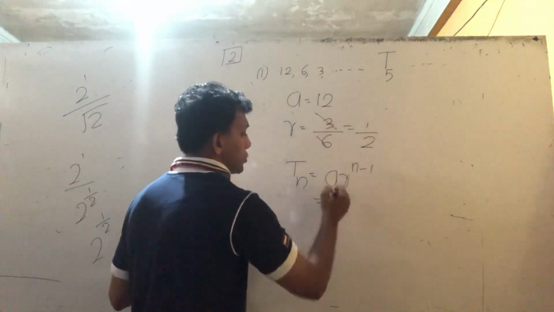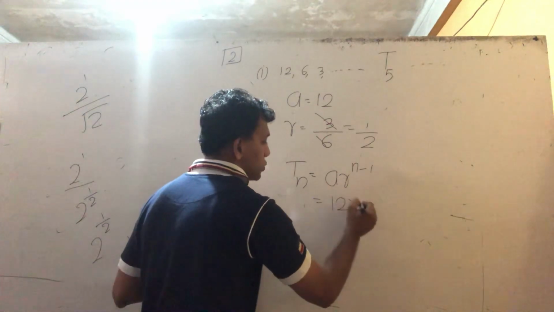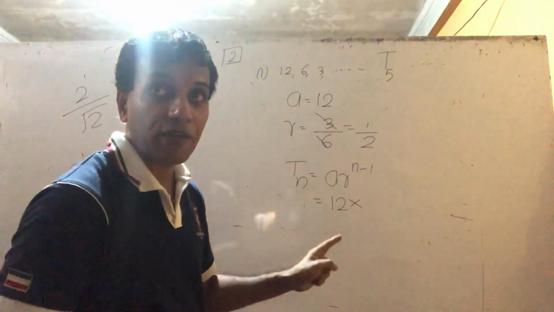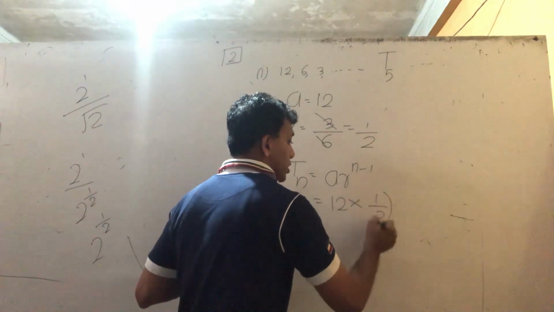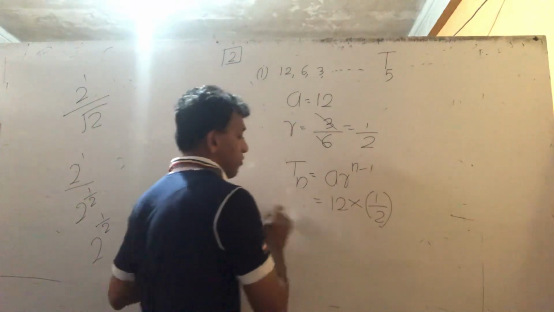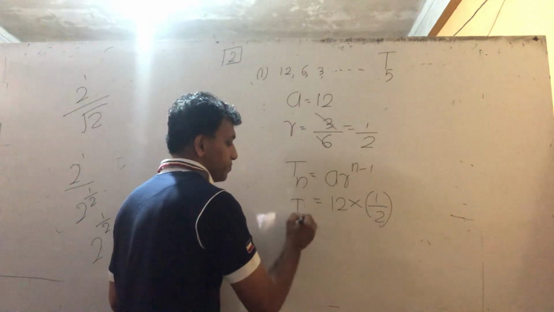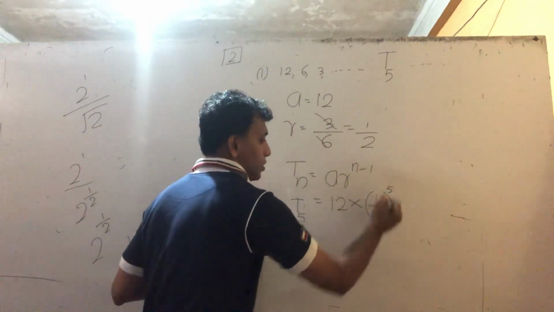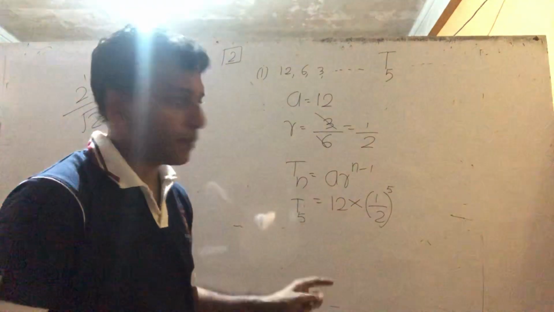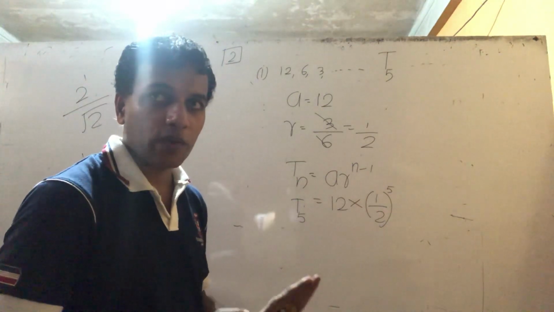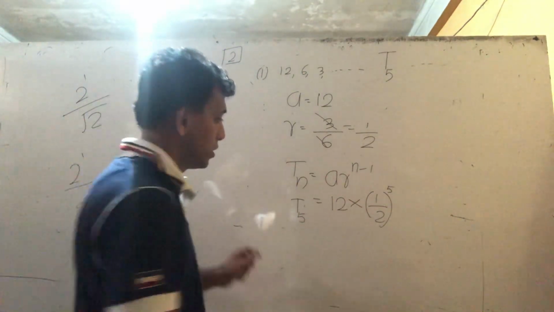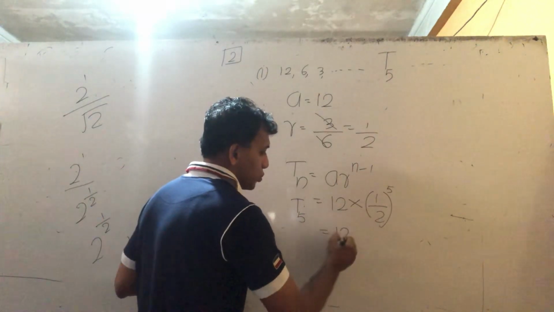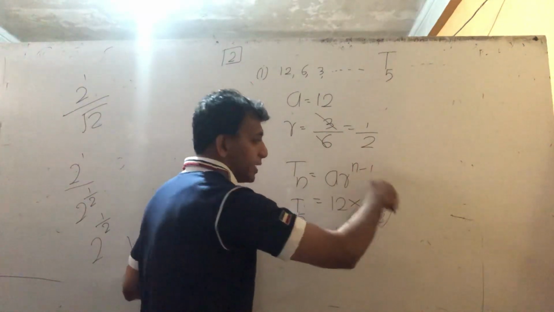So a is 12, times r. What is r? The common ratio is half, to the power of n, and we need the fifth term, T5, so 5. That's all, that is the answer. Up to now it is only grade 11 or O-level syllabus. After this, simplify and get the value. So 12 times half to the power 5.